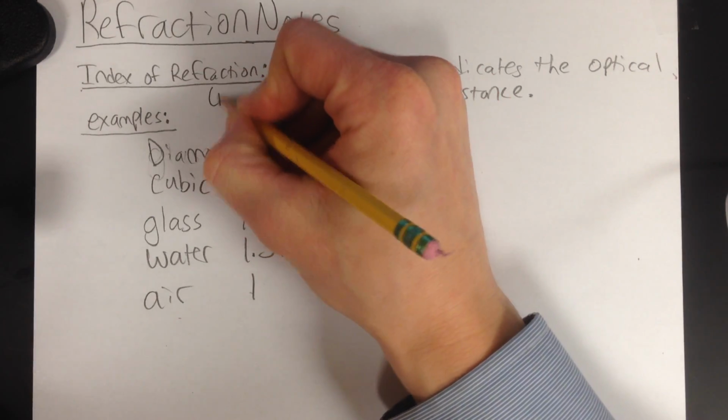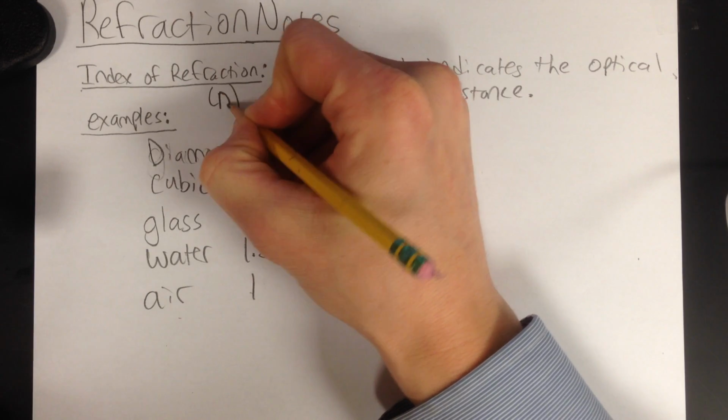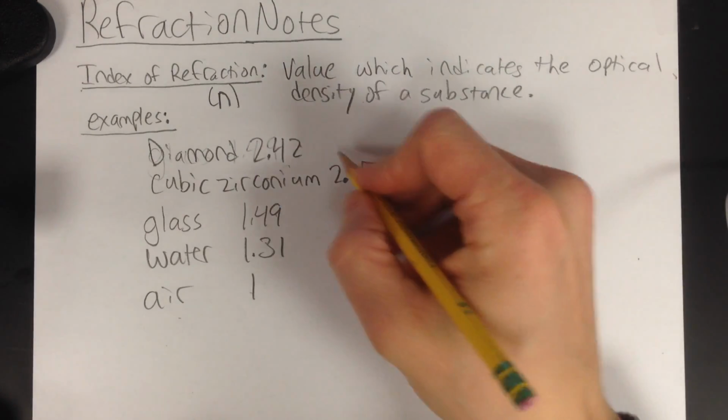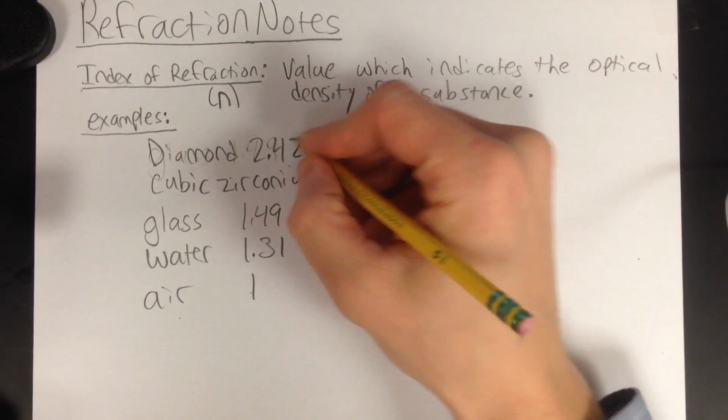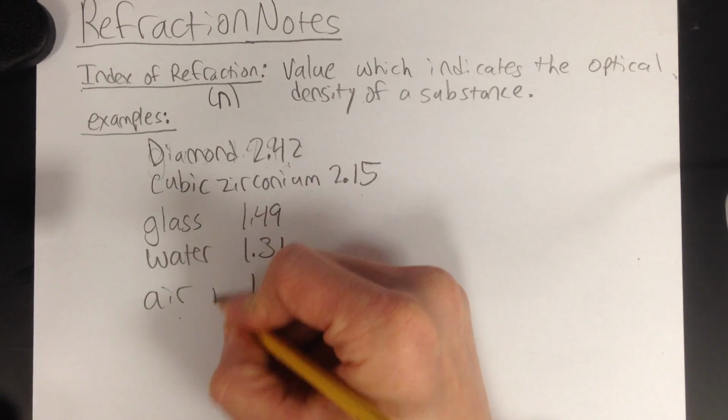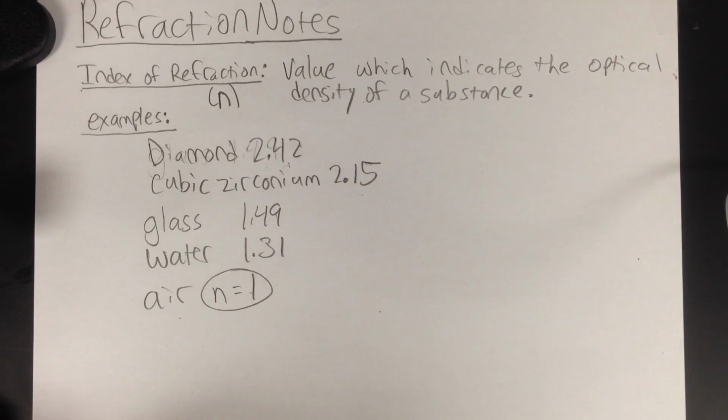One thing I should indicate, N, write that down next to index of refraction. That's the variable we use to indicate index of refraction. So for diamond, it's N equals 2.42. Air, N equals 1. That's what we use. It just means number for index of refraction, N.